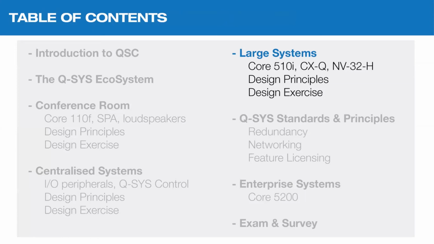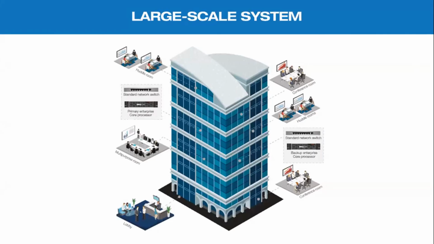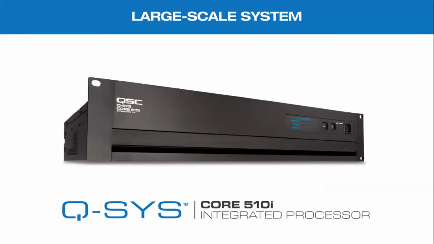So let's quickly have a look at the large stuff. All right, so obviously MC has shown you a centralized system with the Core 110, but what if our project is much larger than, you know, a 2 or 3 meeting room type of project? This is when we would consider switching up to a bigger processor like a Core 510. It's not just about being more powerful than a Core 110. The Core 510 is definitely the most configurable Q-SYS core.